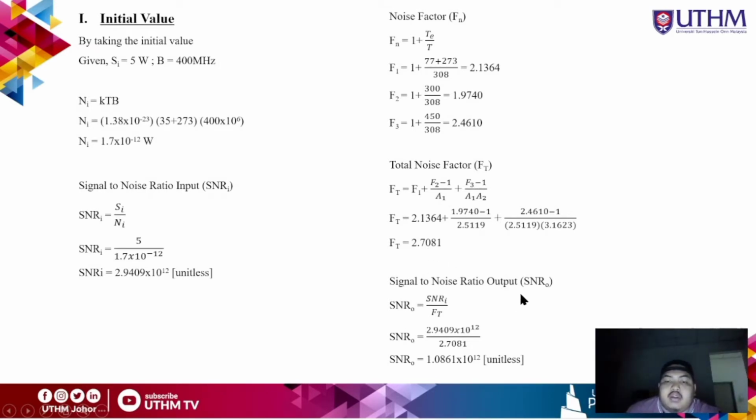Okay, then we can calculate the SNR output, which is SNR input divided by total noise factor. We get the SNR output for the first method is 1.0861 multiplied by 10 to the power of 12, unitless.